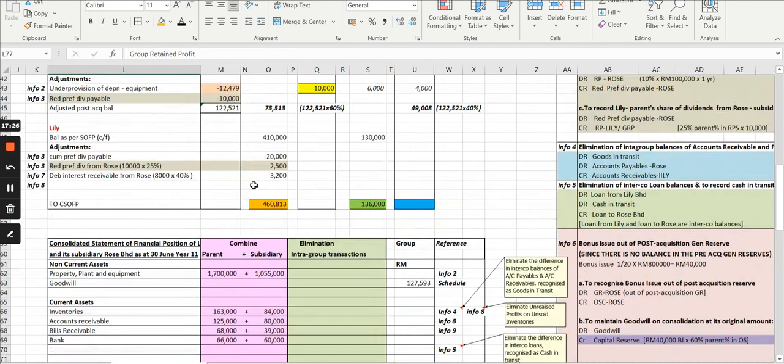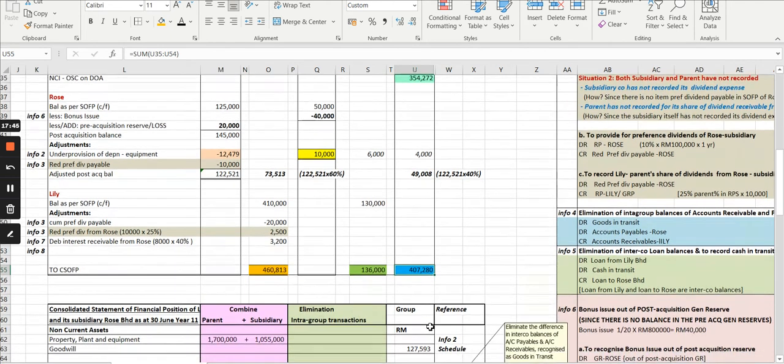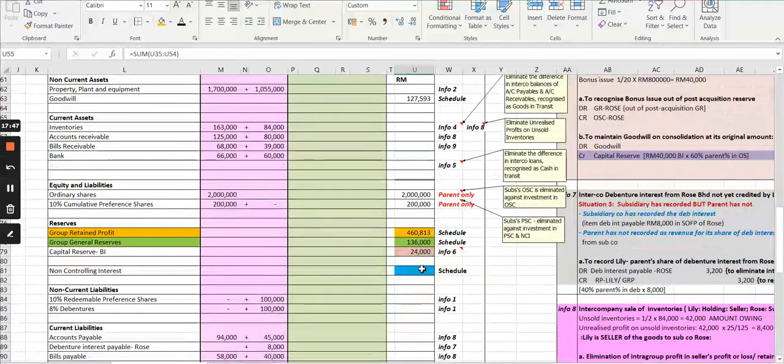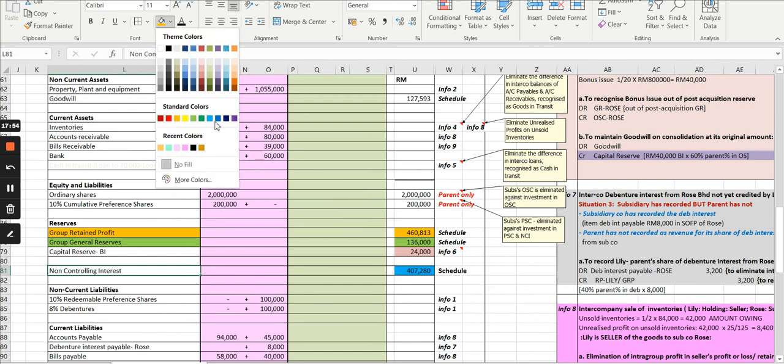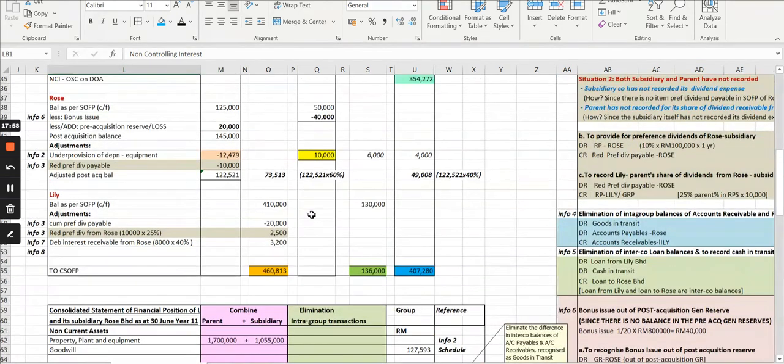Okay, next one is to calculate the non-controlling interest that is available at the end of the year. As at the reporting date, you just total up these three items that you have in this section, and you have 407,280. The same thing would be here. And this is the non-controlling interest. Okay, done. So you are done with the schedule.